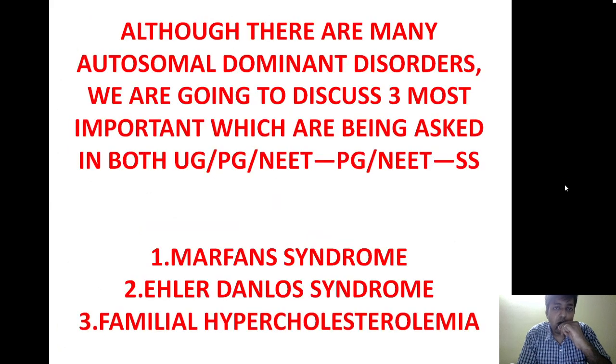Now we are going to read about certain important autosomal dominant disorders. Although there are many autosomal dominant disorders, we are going to discuss the three most important, which are constantly being asked in undergraduate, postgraduate, NEET-PG, NEET-SS and in many international examinations as well. These are Marfan syndrome, Ehlers-Danlos syndrome and familial hypercholesterolemia. In this particular video, we are just going to read about Marfan syndrome, whereas the next two syndromes we are going to read in the next video.